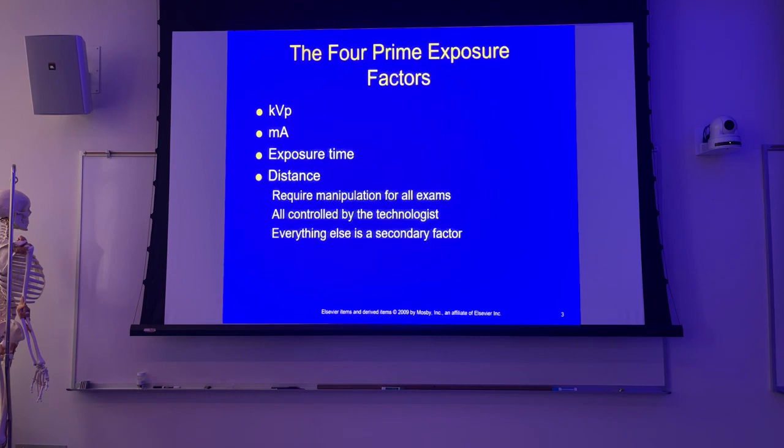So the 4 primary exposure factors are kV, mA, exposure time and distance. Before we get too deep into this, I want to point out something that might be a little bit confusing to you on page 222, table 15.1. The title of that particular table is factors that may influence X-ray intensity and energy.